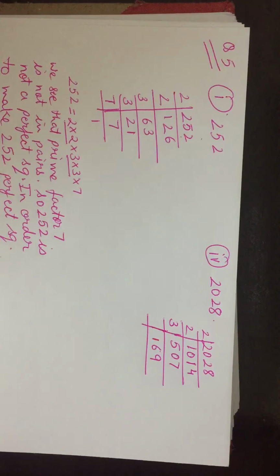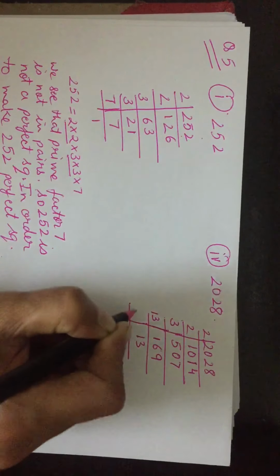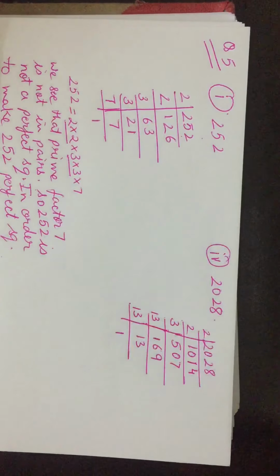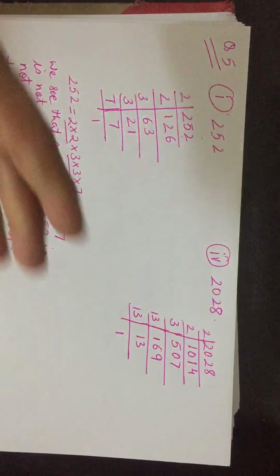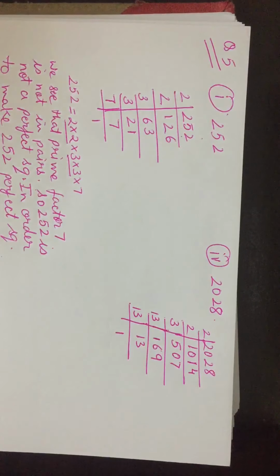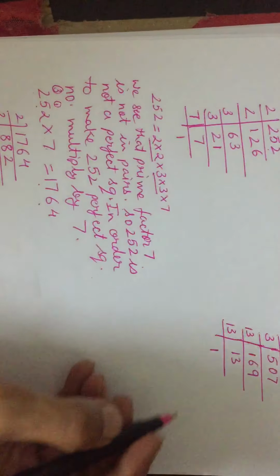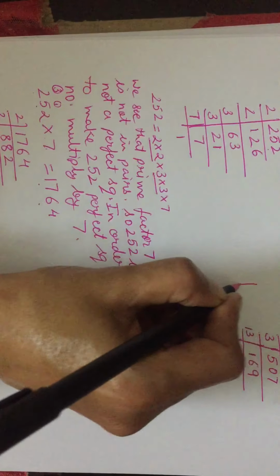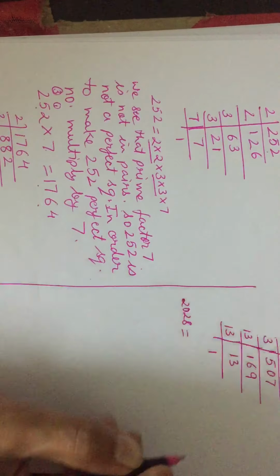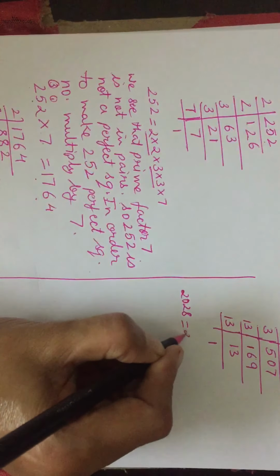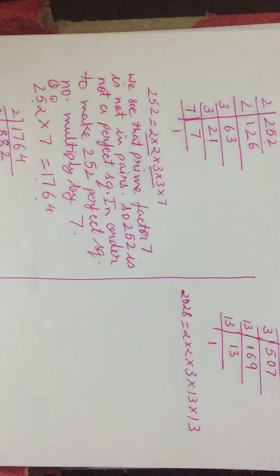Yes, it will go by 13. 13 thirteens are 169. You must learn the squares of at least the first 25 numbers, so that in division you should not find any problem. Okay. Now write down the factors of 2028. What are the factors of 2028, children? 2 multiplied by 2 multiplied by 3 multiplied by 13 multiplied by 13.